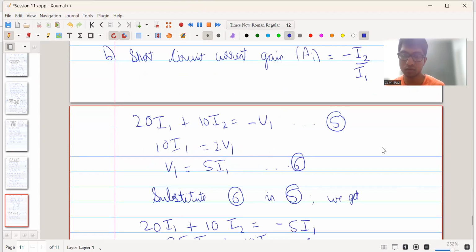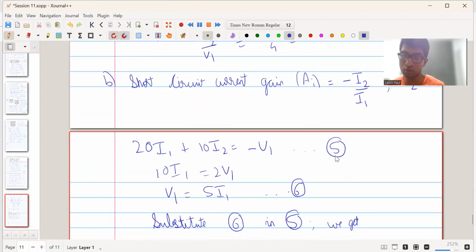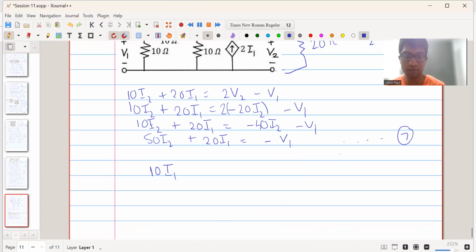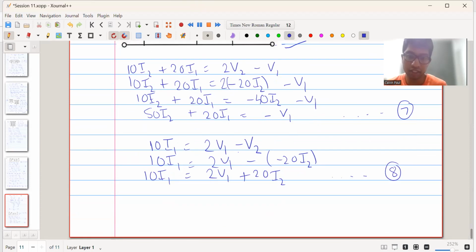Now we know equation B is 10I1 is equal to 2V1 minus V2. We know V2 is equal to minus 20 I2, so we write it down as 10 I1 is equal to 2 into V1 minus, V2 is minus 20 into I2. So we write it down as 10 I1 is equal to 2 V1 plus 20 into I2. This is equation 8. So what we do is, we substitute equation 7 in equation 8.